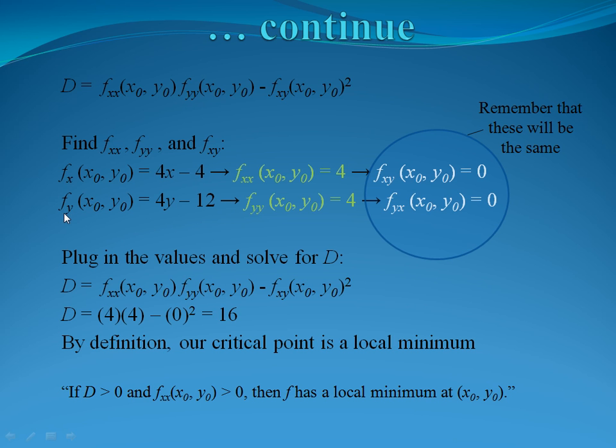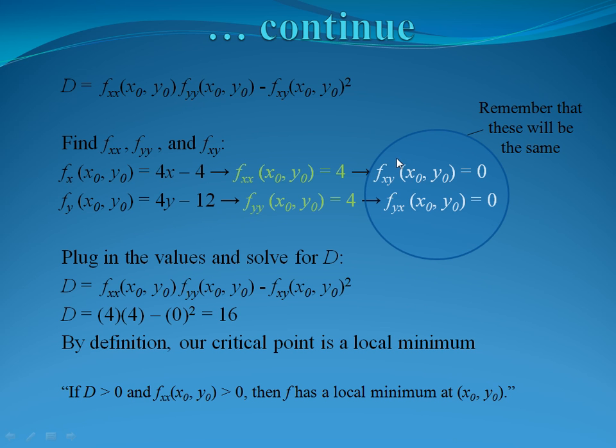For the first partial with respect to y, we had 4y minus 12. So then if we take the second partial with respect to y, the derivative of 4y is 4. The derivative of 12 is 0. So our second partial with respect to y is also 4.